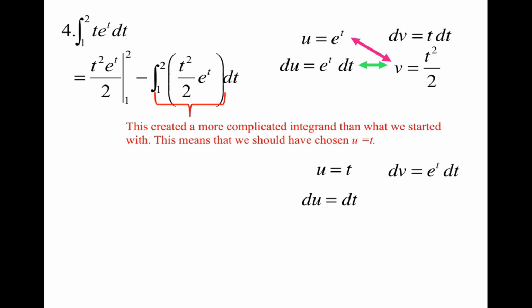Differentiate, so du equals dt. Integrate e to the t, which is just e to the t. Multiply u and v, minus the integral of v du. So now I get something that looks much nicer. Okay. Now I can integrate this integral.